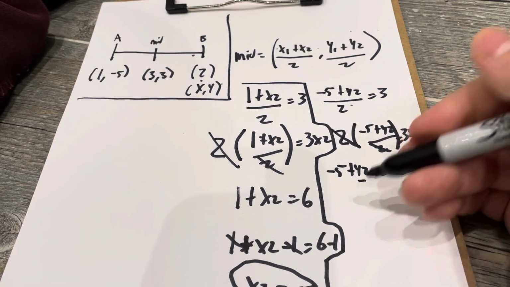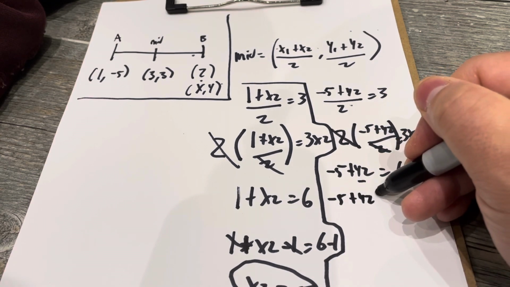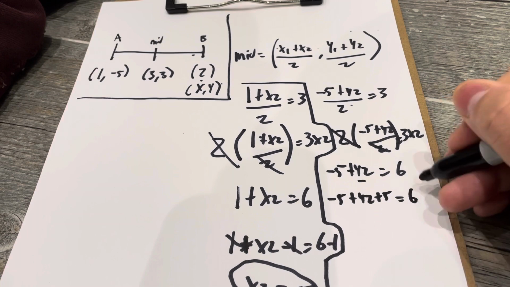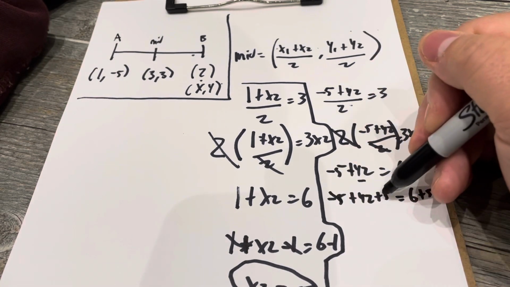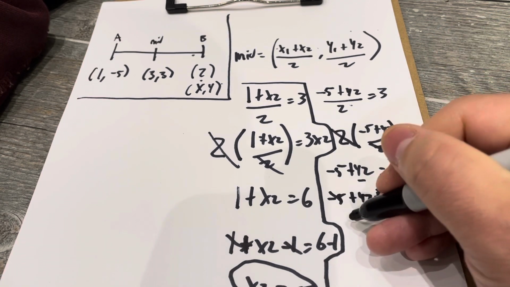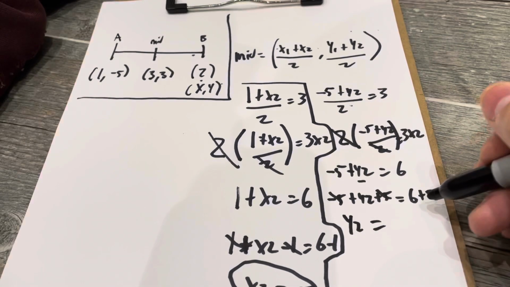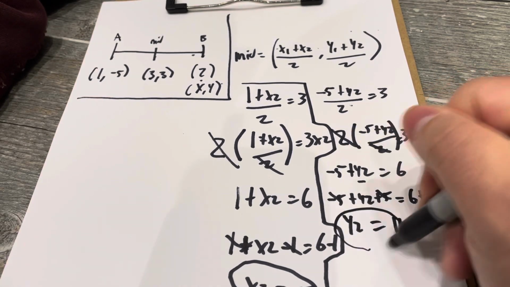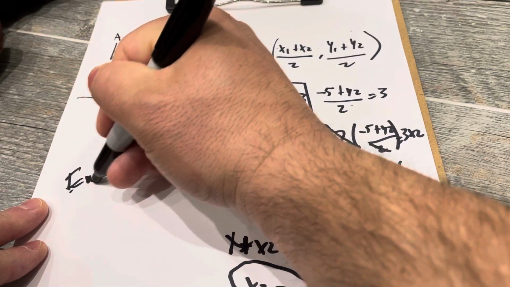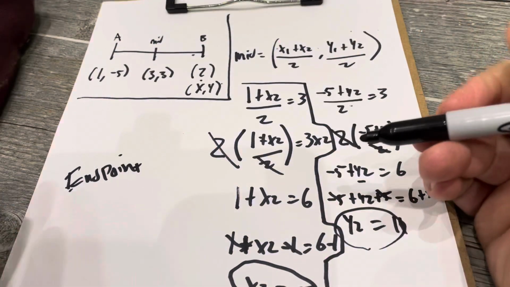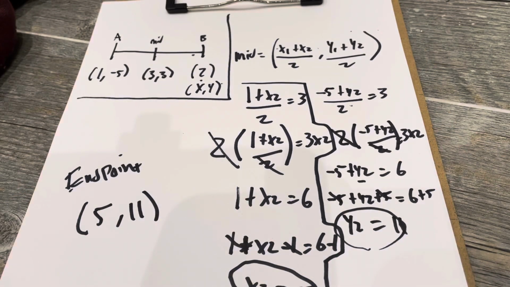So to do the opposite of -5, we're going to add 5. So -5 plus y2 plus 5 equals 6, and do the same thing to the other side, plus 5. The -5 and the plus 5 cancel each other out, and what we're left with is a positive y2, or y2 equals 6 plus 5, which is 11. There you go, y2 is 11. So essentially, our endpoint is going to be 5 as our x value and 11 as our y value: (5, 11).